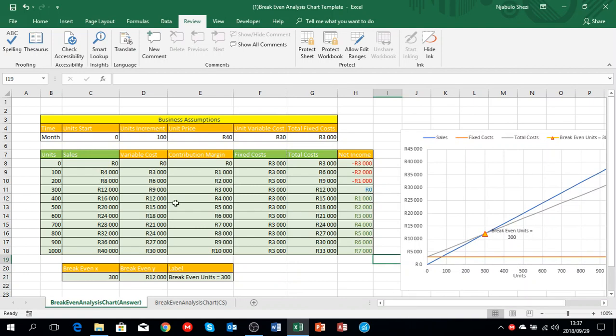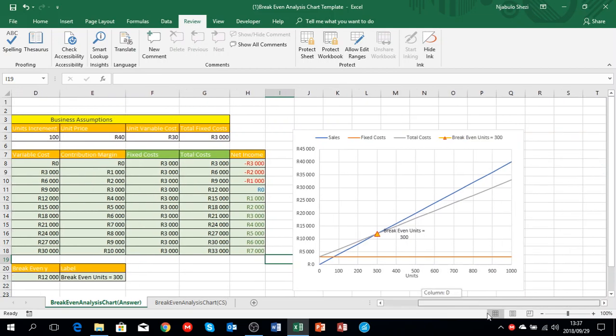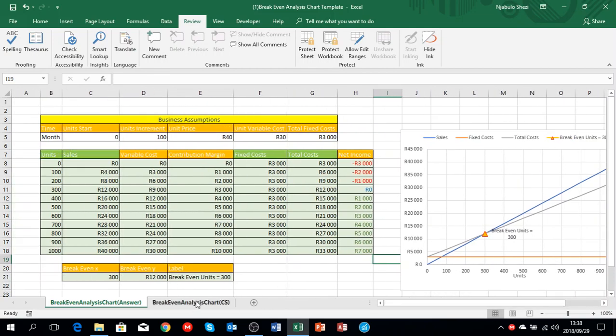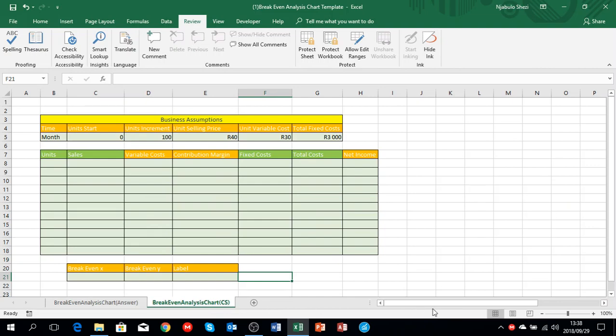We have our main table populated. We have, of course, our set of business assumptions. This table speaks to the graph. Both these tables, this table as well as this table, they speak to this graph. So this is what the final answer looks like. Let's dive into the question.